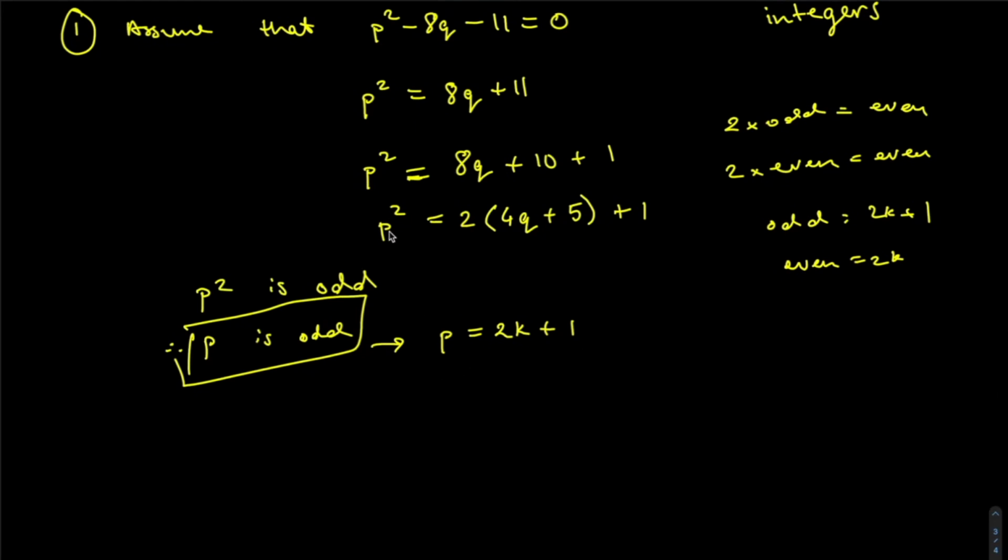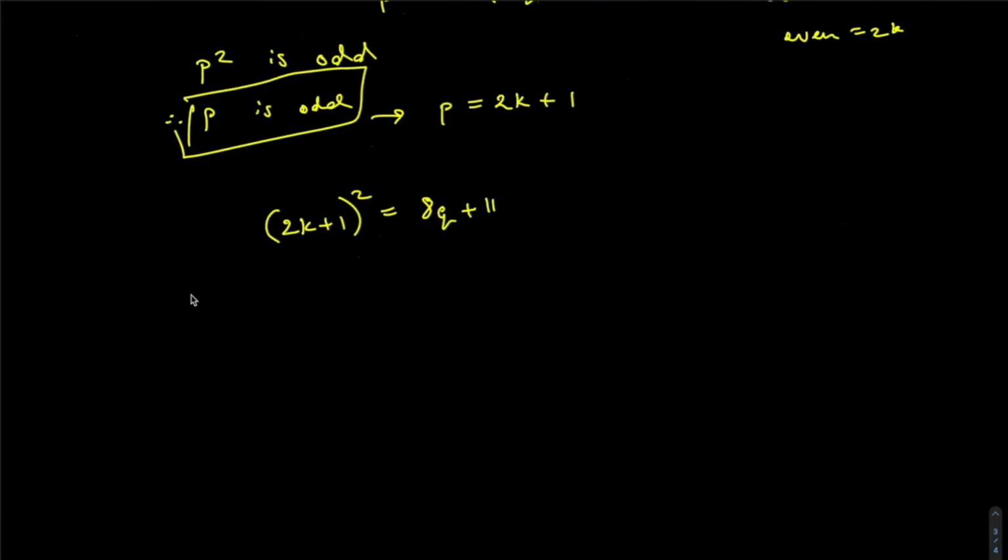So let's plug it right back into this original equation. So what do we have? We have 2k plus 1 whole squared is equal to all the stuff right here. I'm going to use this part, not this part. This is a little hairy, I don't need that much. So let's use this part. What do we get? 8q plus 11. Right, let's open this up. What are we left with? 4k squared plus 4k plus 1 is equal to 8q plus 11.